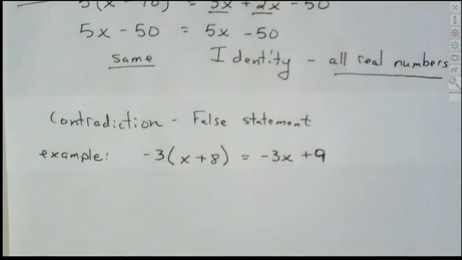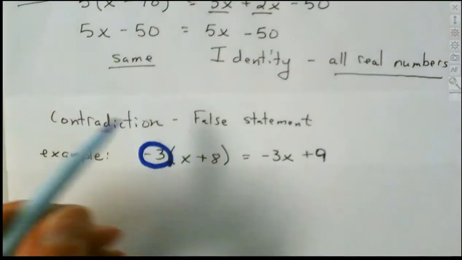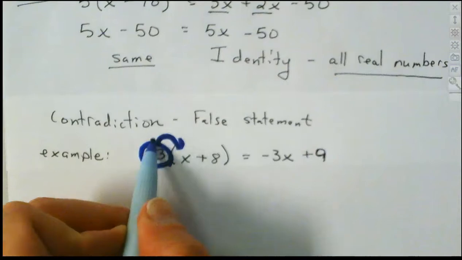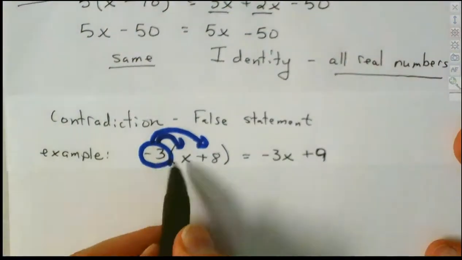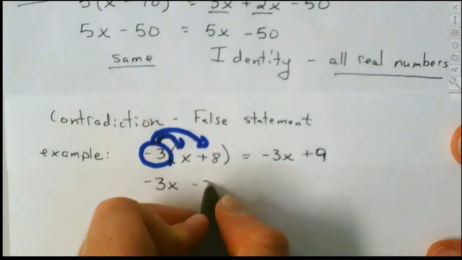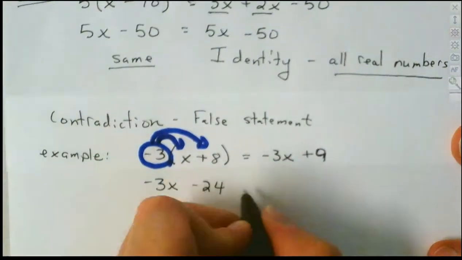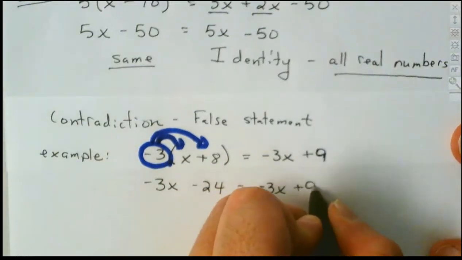So we begin the way that we always begin. And we begin by distributing through. So we're going to go ahead now and distribute that negative 3 through. I always circle the negatives because you don't want to make a mistake. It's very easy to lose a negative. So we're going to distribute this negative through. So that makes it a minus 3x and a minus 24. And that equals a minus 3x plus 9.